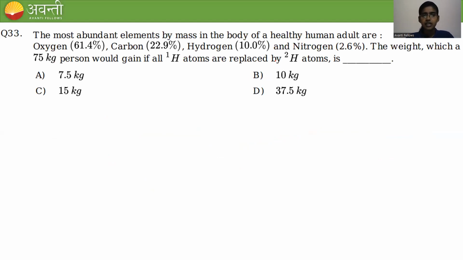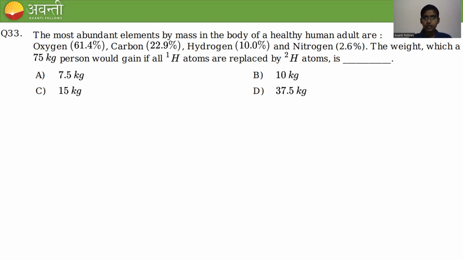The most abundant elements by mass in the body of a healthy human adult are oxygen, carbon and nitrogen. Compositions are given, and what weight would a 75 kilogram person gain if all H1 atoms are replaced by H2 atoms? H1 is protium and H2 is deuterium, right? So the mass is different. They are isotopes of each other.